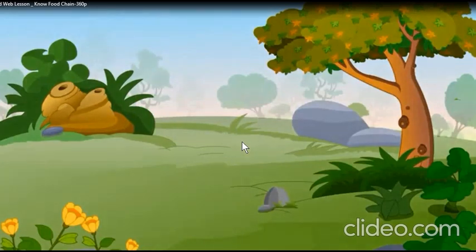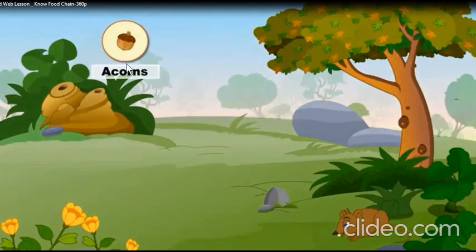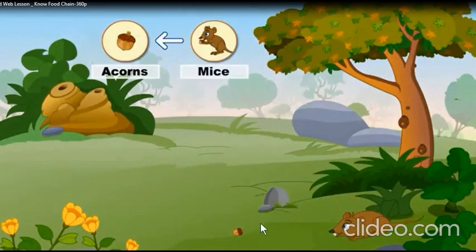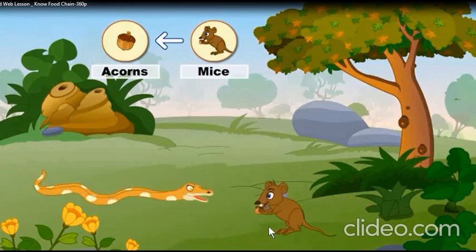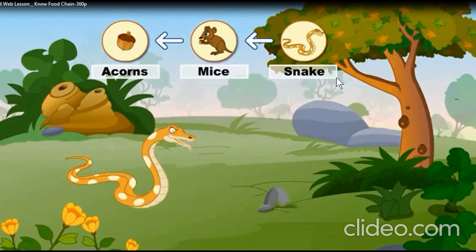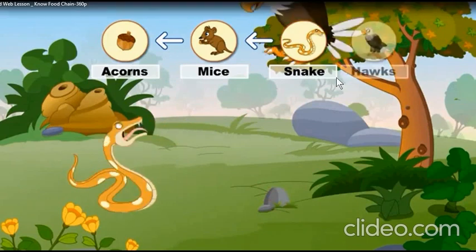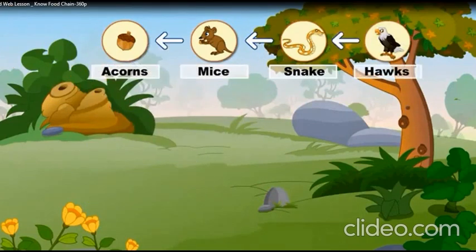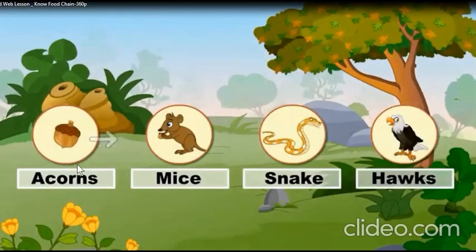Let's make things a little complex for you. A big food chain. In a big food chain, let's say there are acorns. Acorns are eaten by mice. Then snakes eat mice, and the snake is further eaten by hawks, right? So the relationship between all these four animals makes a little longer food chain, right?